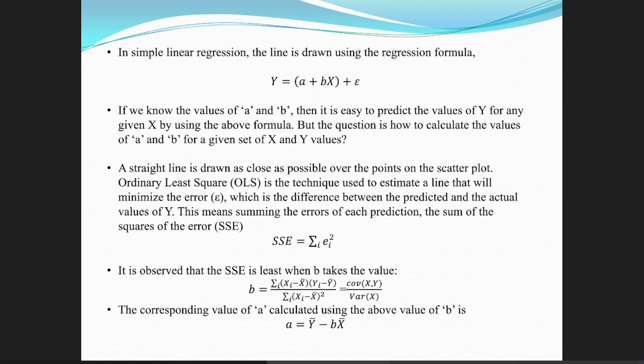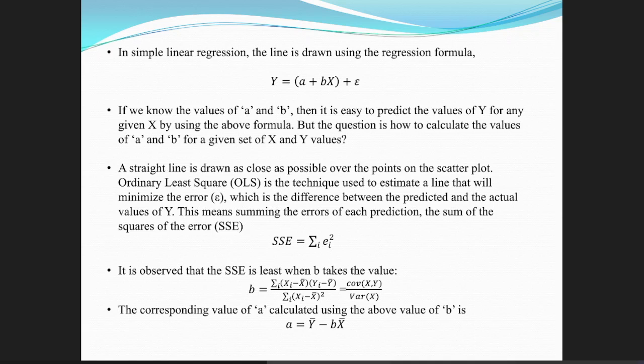We are finding a sum squared error, and b is basically the summation of (xi minus x bar)(yi minus y bar) upon the summation of (xi minus x bar) squared, which means covariance of x and y upon variance of x. With this we can find the value of b, and a is mean of y minus b into mean of x. With this we can find out the value of a.